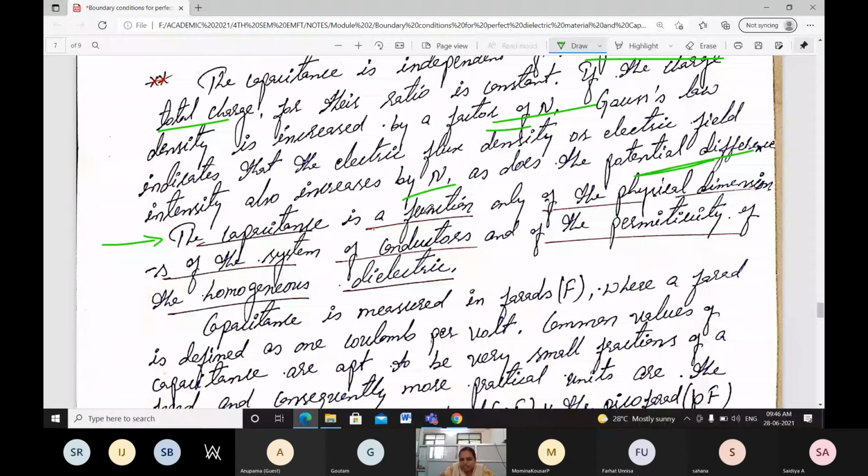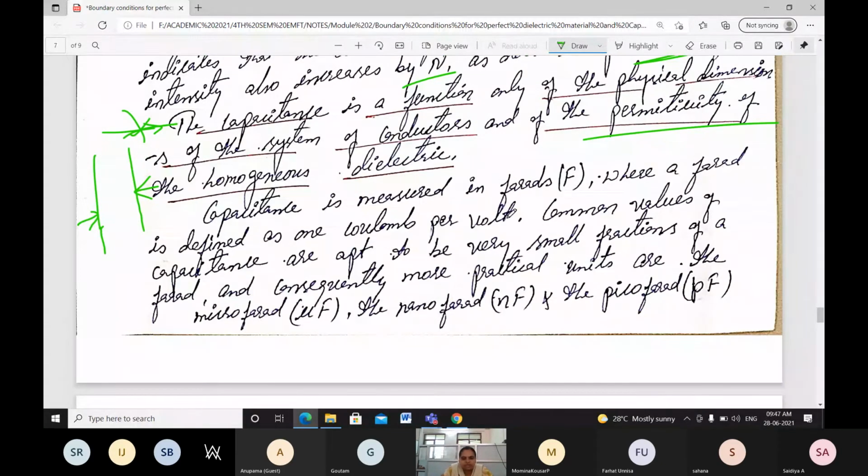The capacitance is a function of only the physical dimensions of the system of conductors and the permittivity of the homogeneous dielectric. It depends on the dimensions, the length, how much we give for it, and on the permittivity of the homogeneous dielectric, the medium it is placed in. This is about the capacitance.